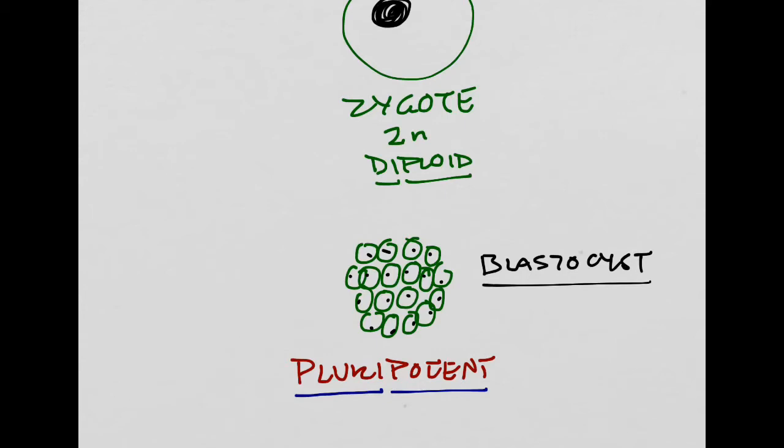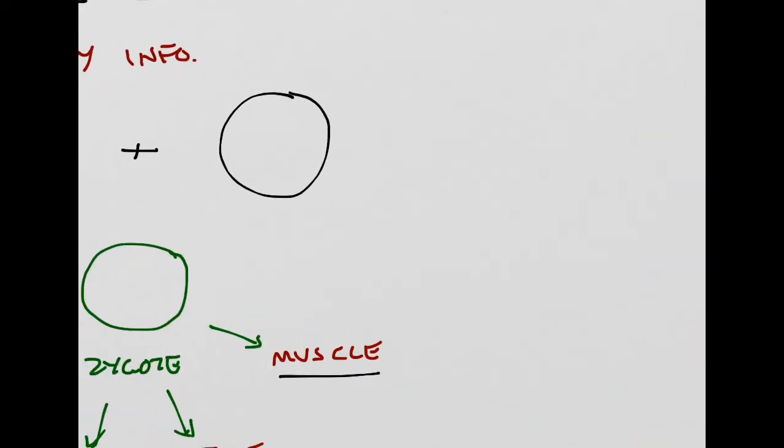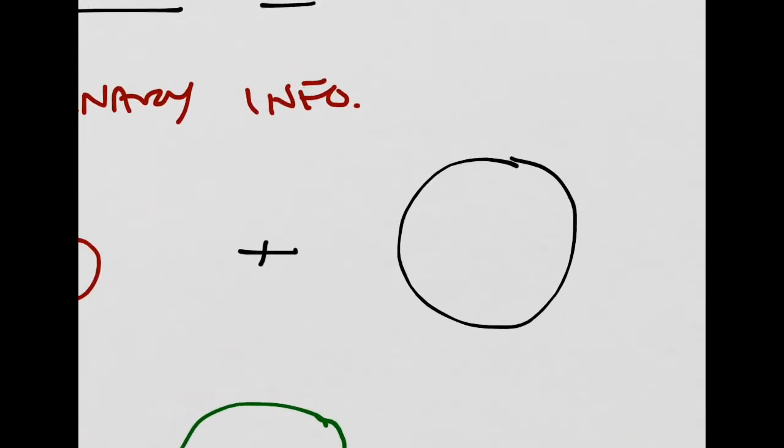Okay? That formation is called a blastocyst. So when you're in a blastocyst, any one of the cells you have, you could pick off and it hasn't yet differentiated.